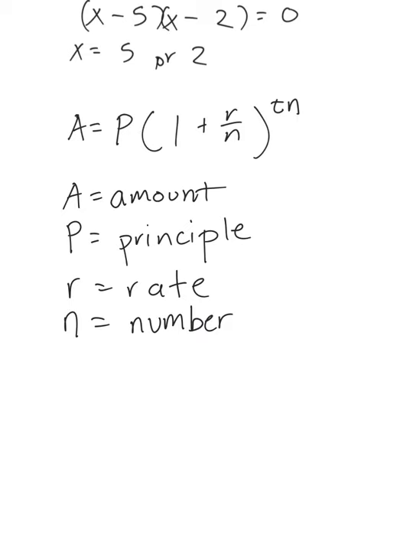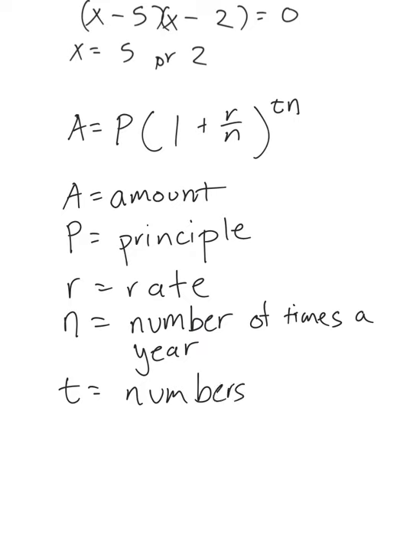Usually it's the number of times per year that your bank is going to give you interest, and then t is going to be the number of years, so the actual years that you're going to be investing here.